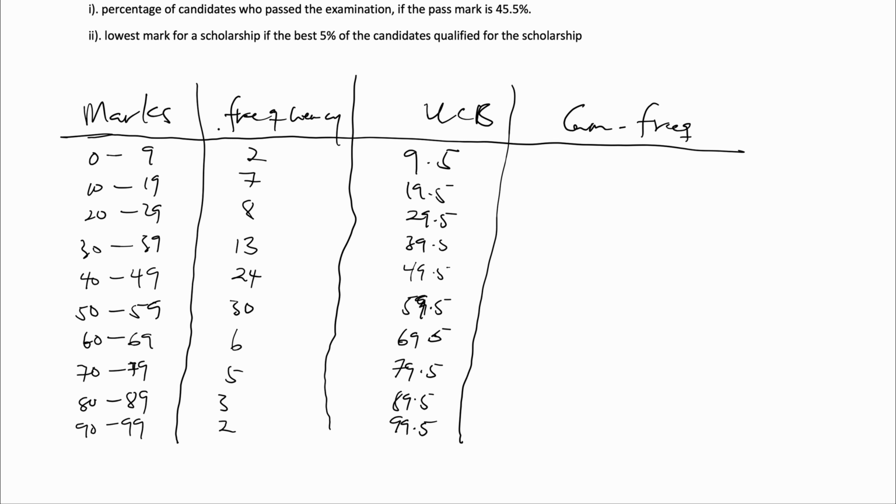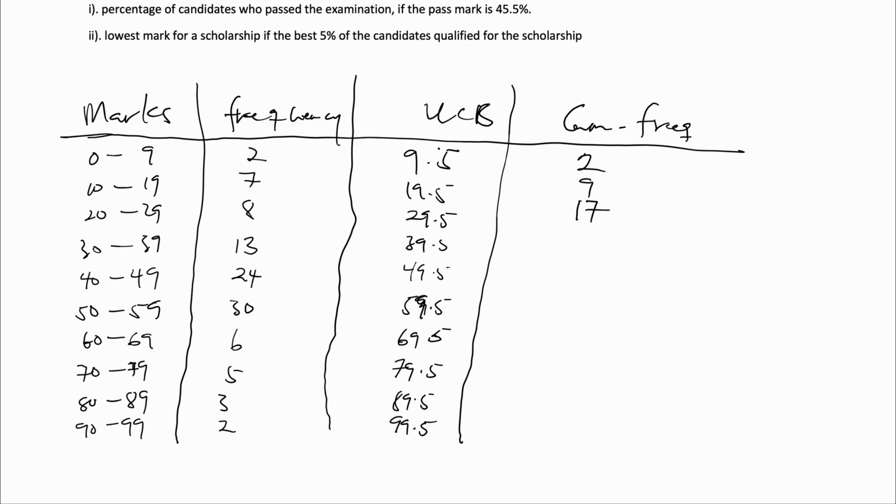So for the cumulative frequency, we take our first frequency, which is 2. Then we add the next frequency to 2. The next frequency is 7. We add it to 2, we have 9. The next frequency after 7 is 8. We add 8 to 9, and we have 17. So we do it for the rest of the values we have.